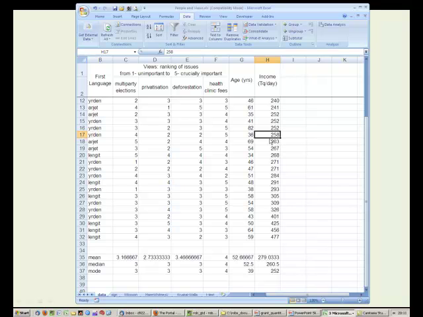The reason is that this is the 15th person, this is the 16th person, but there isn't a person right in the middle because there's an even number of people. There are 30 people, so it's halfway between the 15th person down and the 16th. If you go halfway between these two numbers, you get this.